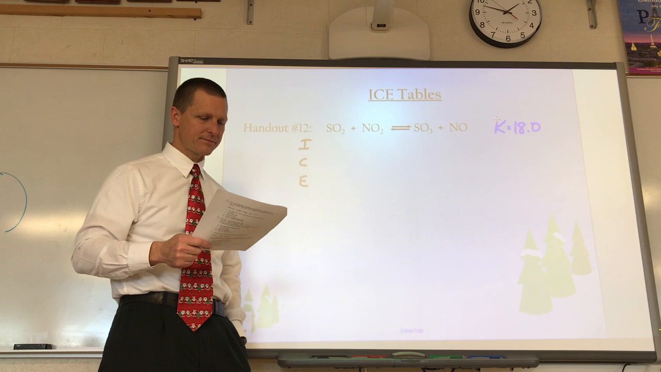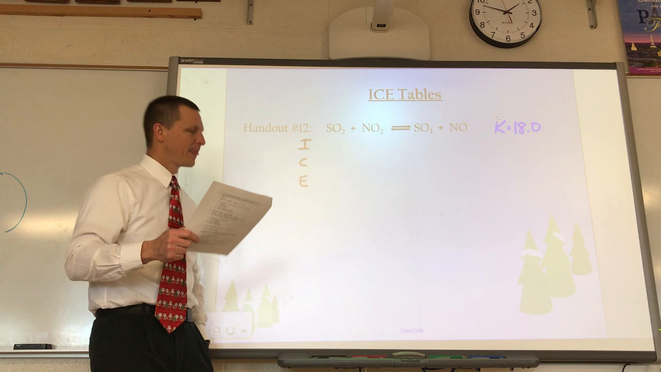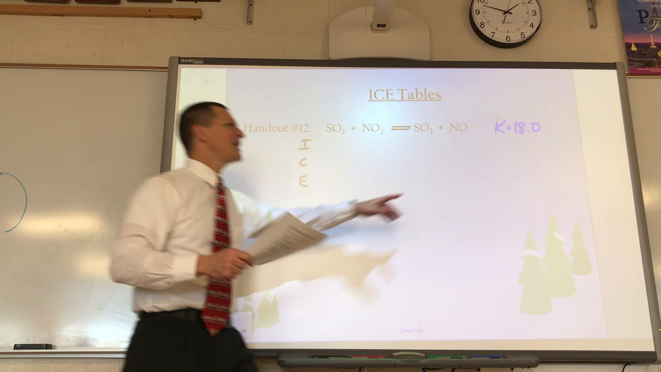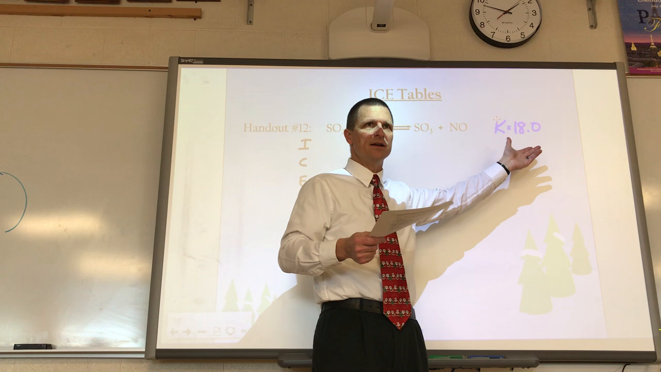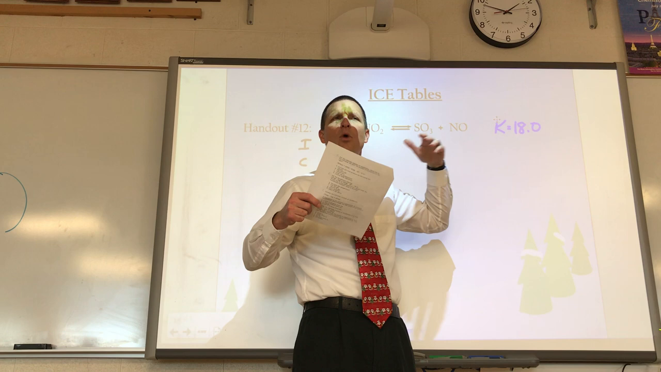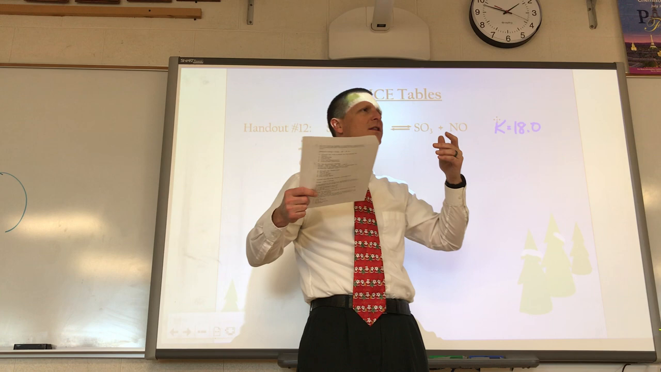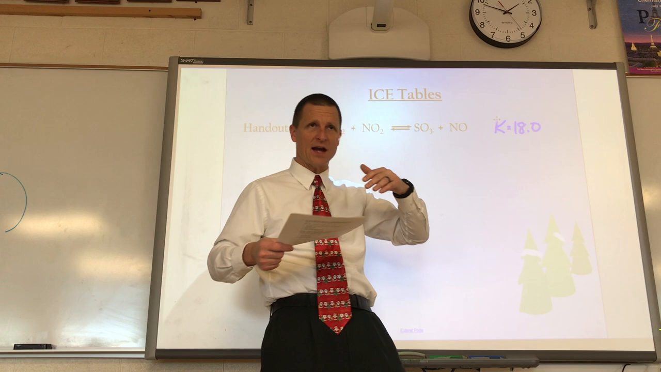So now number 12. This K value didn't tell us Kc or Kp, that means it was Kc. And what does Kc mean? Kc is the concentration. It's not just the concentration, it's something about the concentrations. It's the ratio of the concentrations, products over reactants.